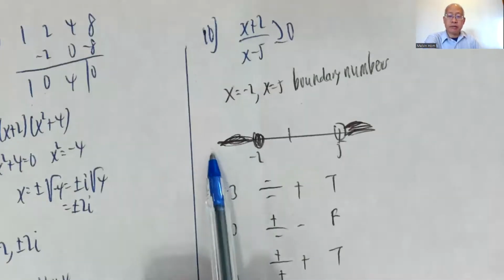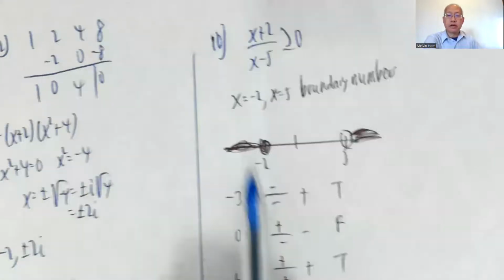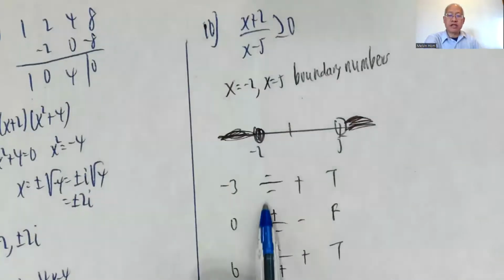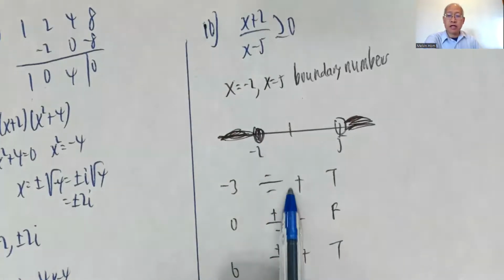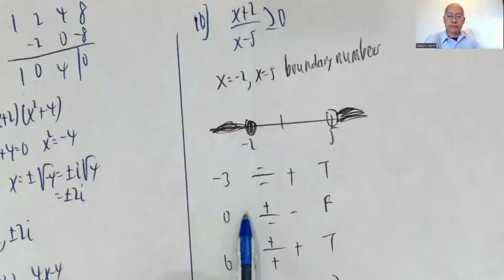Then it tests each region. Plug in negative 3 and 0 and 6. Negative 3 plus 2 is a negative. Negative 3 minus 5 is a negative. Negative divided by negative is positive. Is a positive greater than or equal to 0? Yes, that's true. Shade that region.